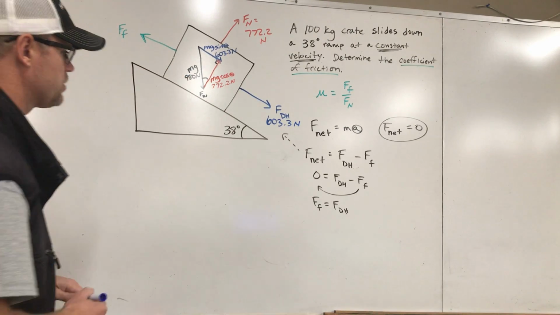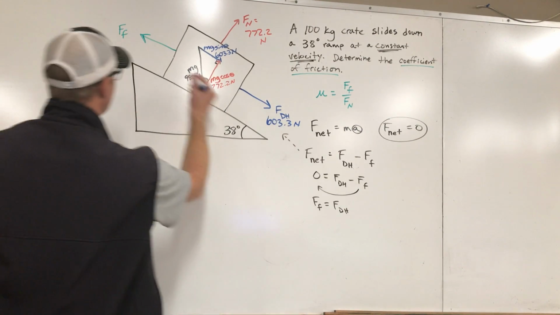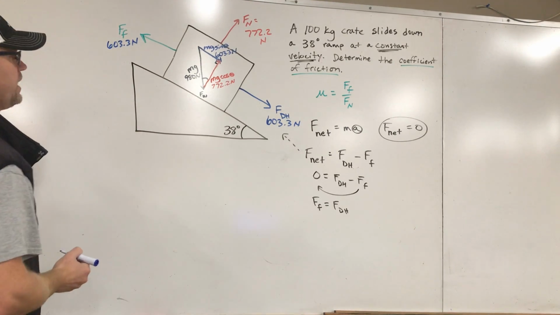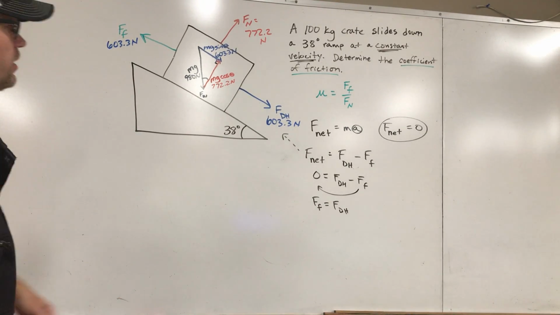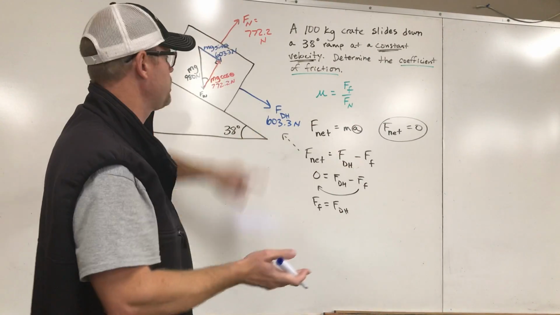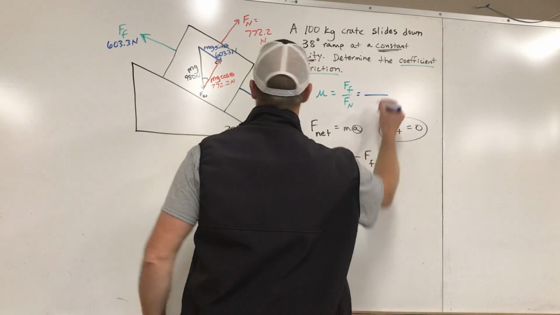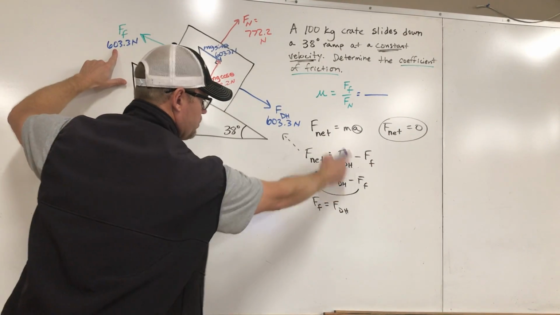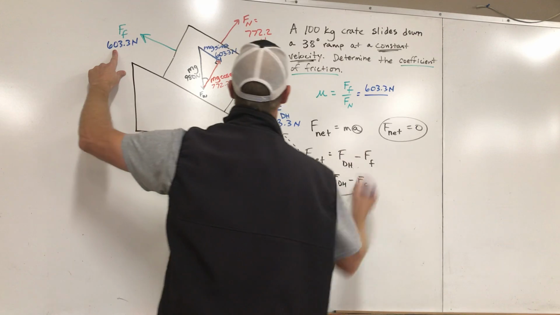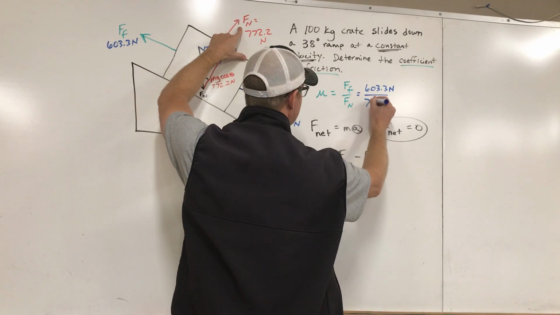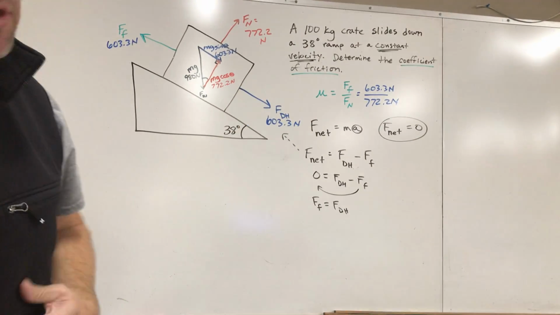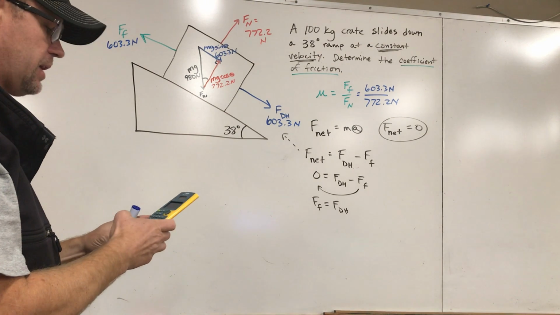What it does for me here is makes my calculations actually not too bad. I got a lot of stuff labeled up here, but this really means that I have 603.3 newtons pulling it down, and I have 603.3 newtons holding it back. That is my frictional force. How do I calculate mu? Well, I take the frictional force divided by the normal force, that surface that's pushing up on it. So to get mu, I'm going to take my friction, which I figured out with Newton's second law. My friction is 603.3. And my normal force is 772.2. And I'm going to divide those, and it's going to give me a ratio, like a percentage, that describes the effect of friction in this case.